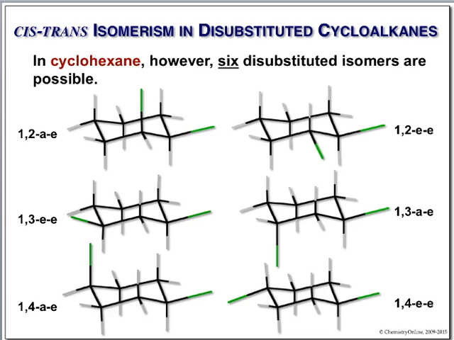Now you look at it and you say, all right, this one is pointing up. This one is pointing down. Up and down means trans. Up and up means cis. Again, up and up, cis, up and up, up and up, up, down, trans. 1-4, diequatorial, this guy right here, is the classic example of trans.